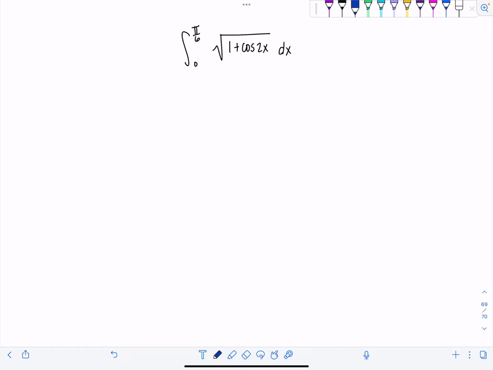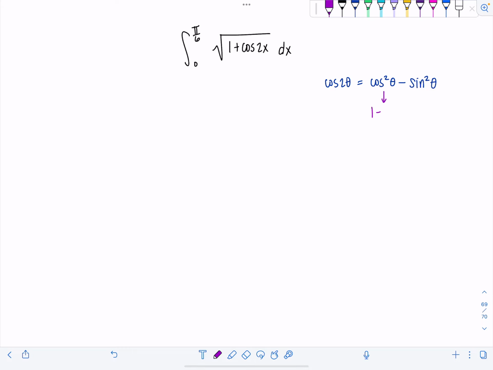What I'm noticing is no u-sub is going to help us. Instead, I'm going to play around and use my double angle identity. So cosine 2x, cosine 2 theta, there's three versions of the double angle identity. I'll write the first one to the side that you probably remember. Cosine 2 theta is cosine squared theta minus sine squared theta. But there's also two other versions of this double angle identity.